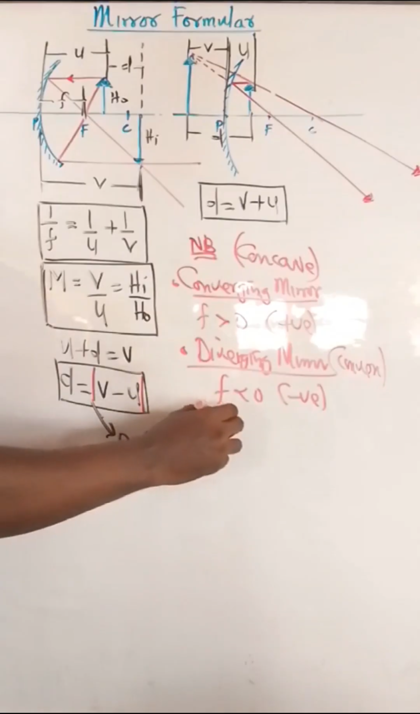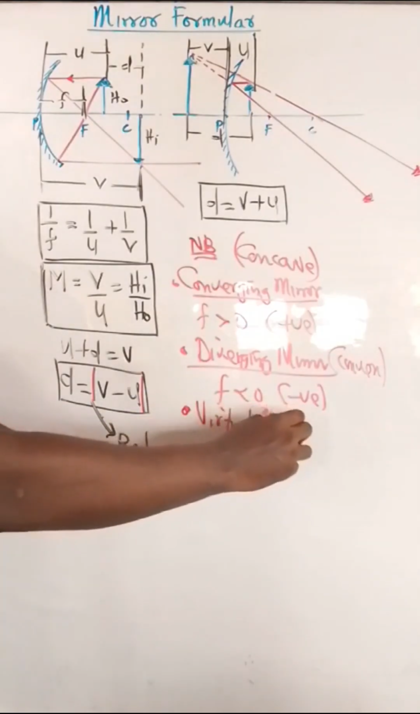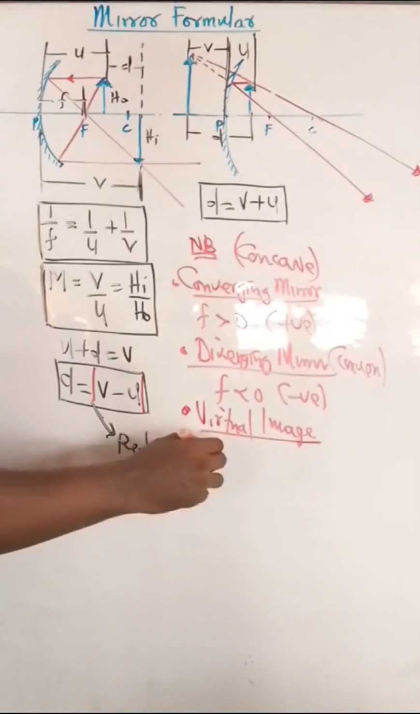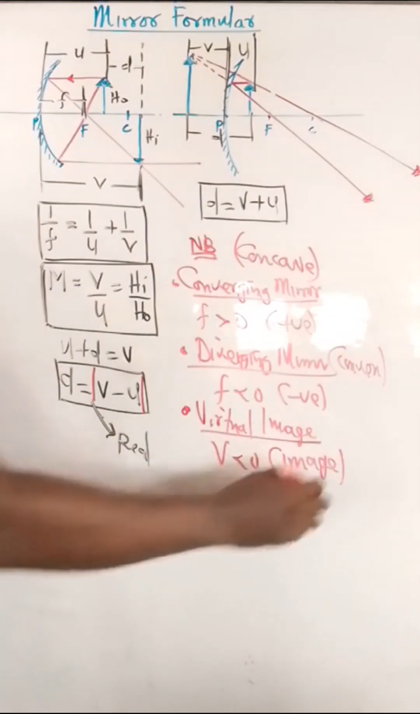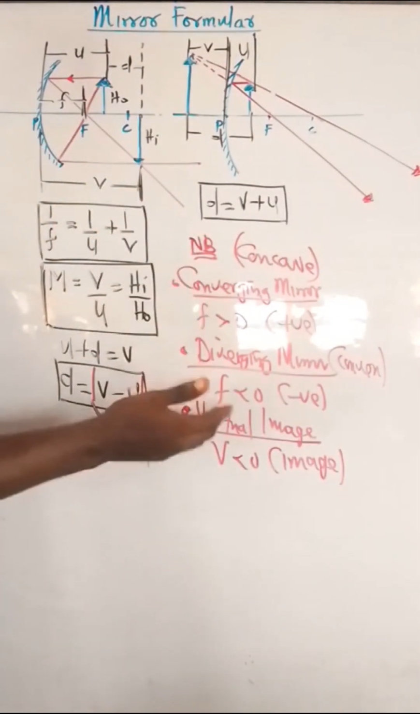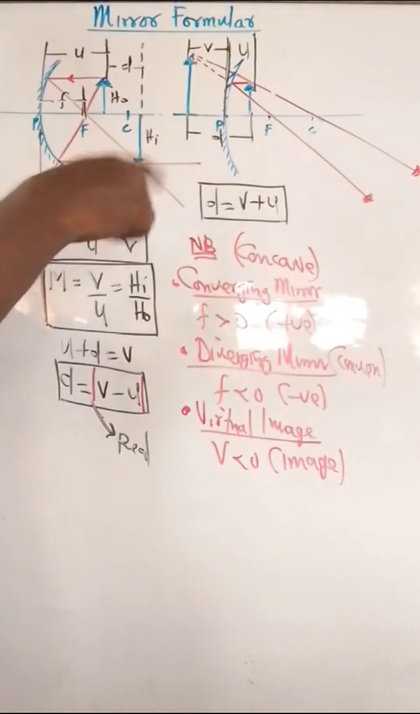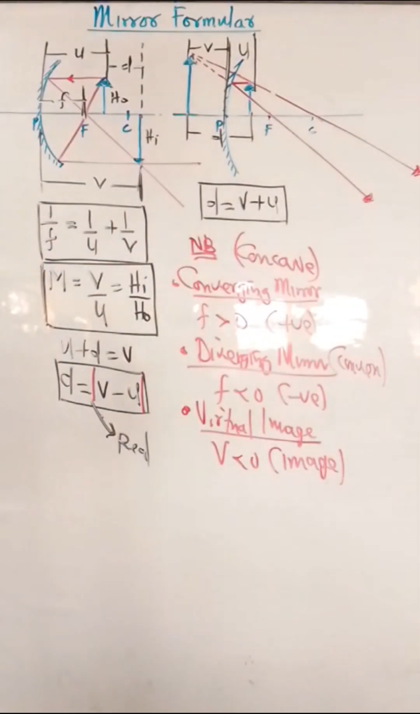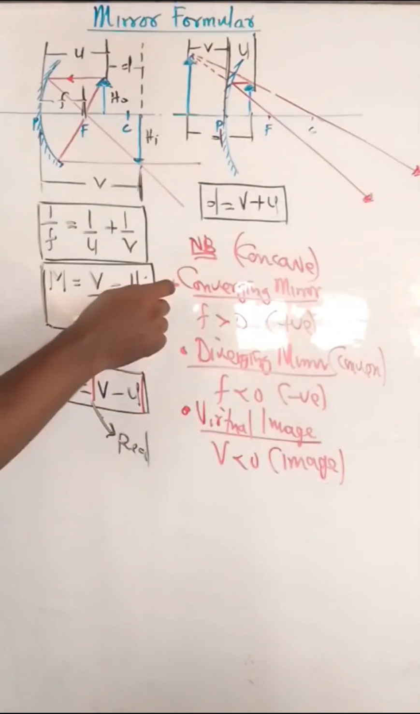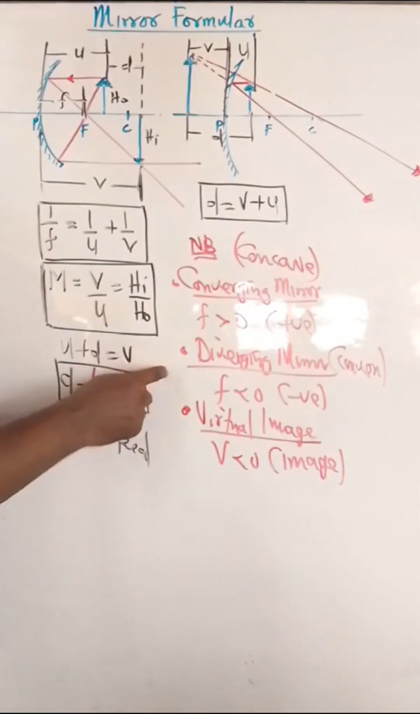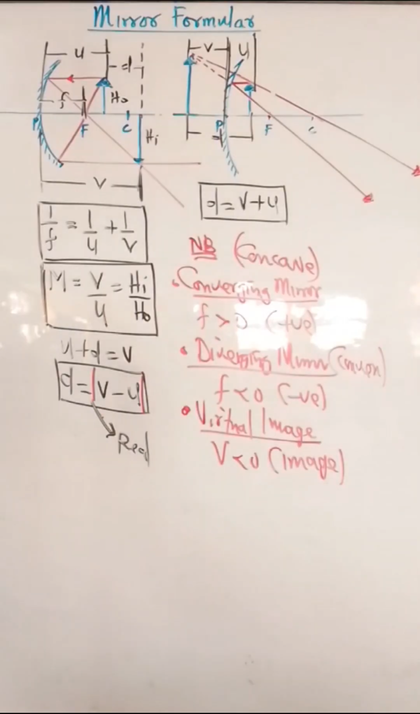Then for a virtual image. Anytime a virtual image is formed, it implies that v is going to be negative. The image distance will be negative. Whenever the image is virtual, it is formed at the back, and that distance is taken to be minus, not plus. Note that. And magnification will also be minus, because m equals v over u. But in short, for a virtual image, v is minus. For a converging mirror, f is plus. For a diverging mirror, f is minus. And this is the mirror formula.